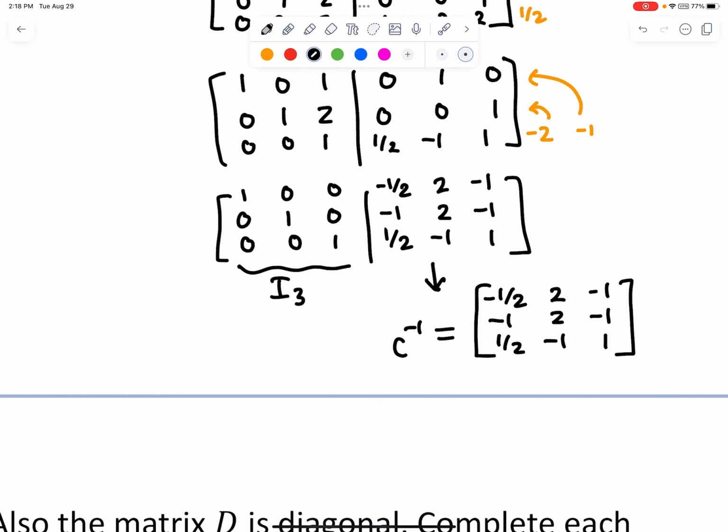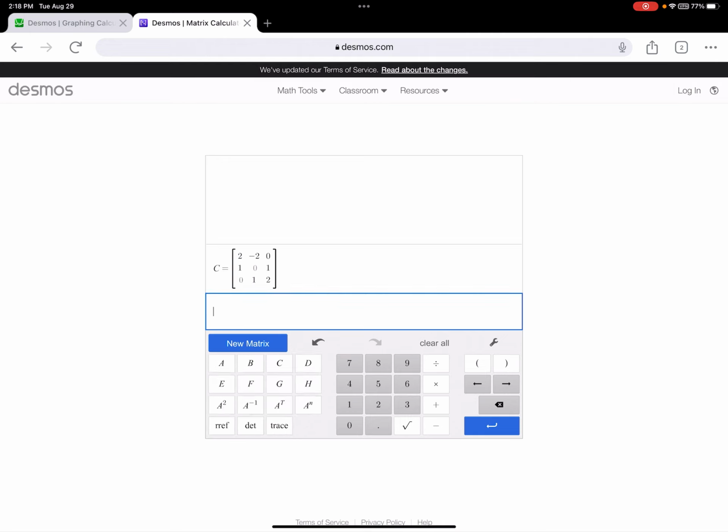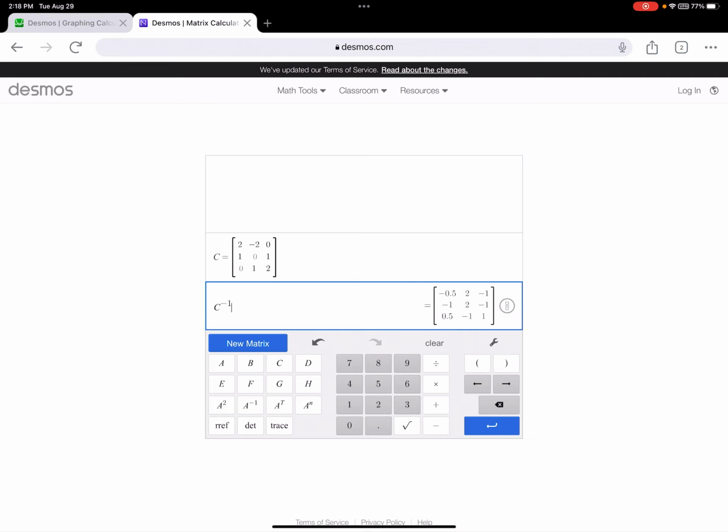Now, I encourage you to also be able to confirm these answers using technology. So I'm using the Desmos matrix calculator, and I typed in C and then new matrix, and then I increased the rows and columns so that we had a 3 by 3, and I made sure all the entries were correct. And I hit enter, and there's our C matrix. And then if I want to find the inverse of this, just hit C again, and then hit the A to the negative 1, and it gives us the inverse. And then you can show fractions or decimals.